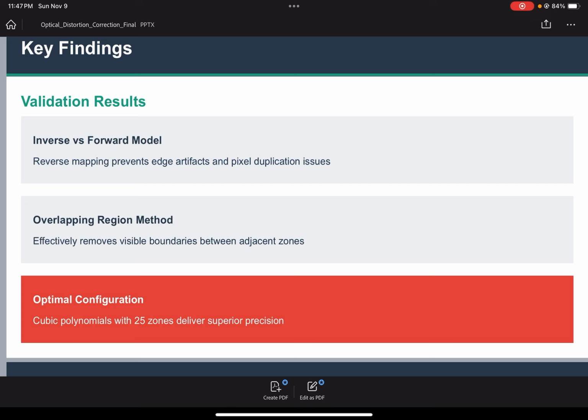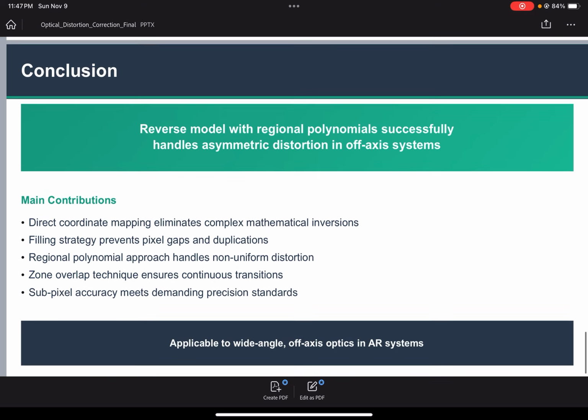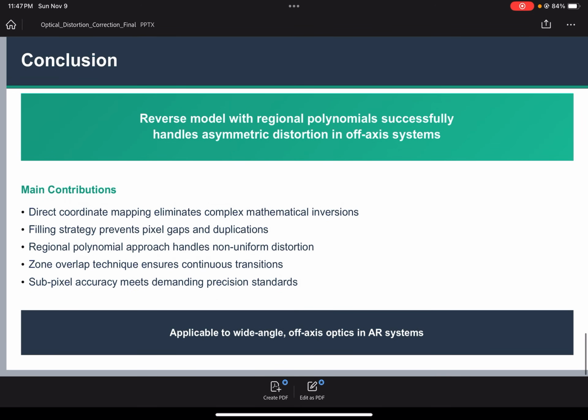We are almost done with this presentation. Let me conclude by summarizing the main contributions. The reverse model with regional polynomials successfully handles asymmetric distortion in off-axis optical systems. This is significant because traditional methods assume symmetric distortion, which doesn't match reality in modern HMDs, or head-mounted displays.